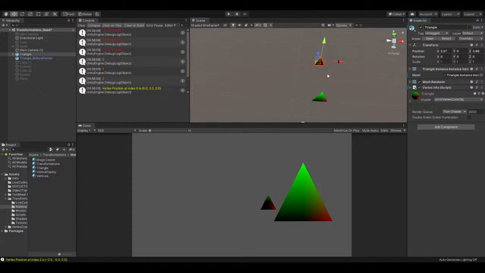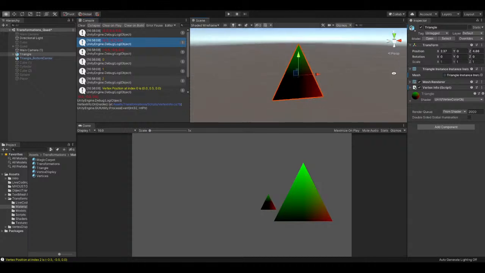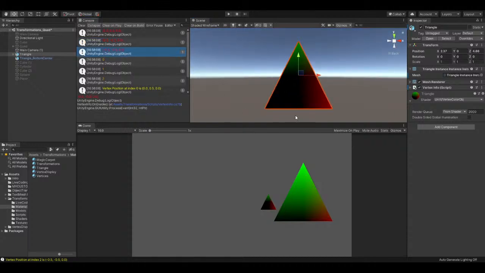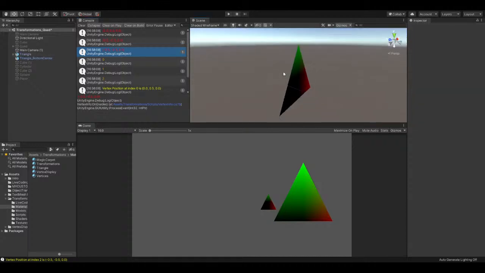We have the first vertex at 0, 0.5, second vertex at 0.5, minus 0.5. In y we have gone minus 0.5, right? Because the pivot is right here. And the third vertex being minus 0.5 in x, minus 0.5 in y, and 0 in z. Z basically has no value. It's a 2D plane, so it will not have a z value. So it's all going to be 0.